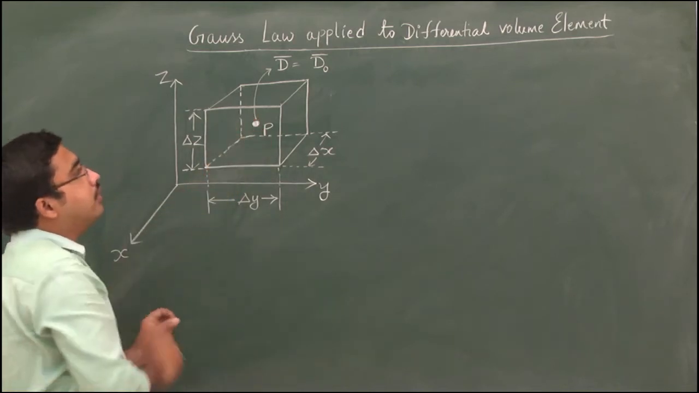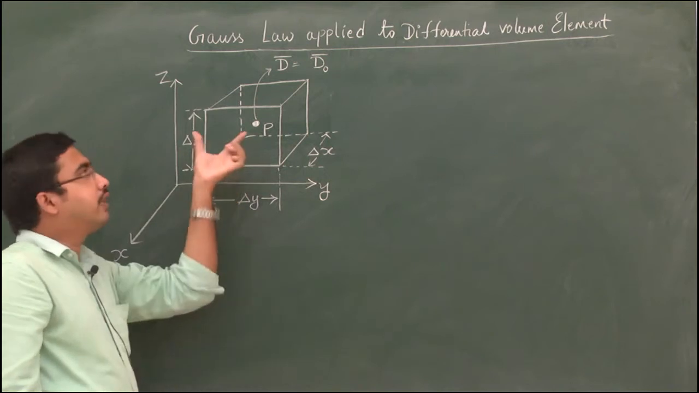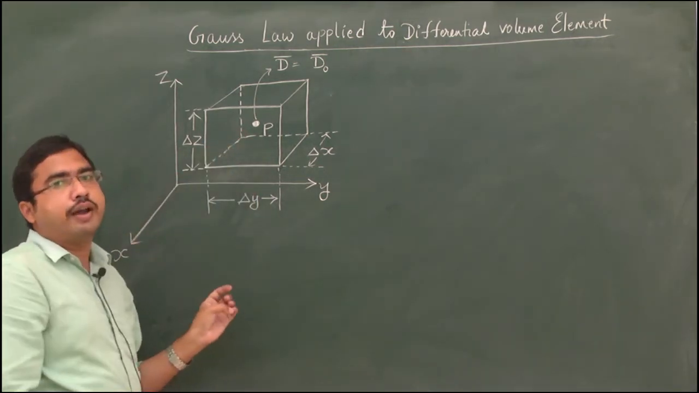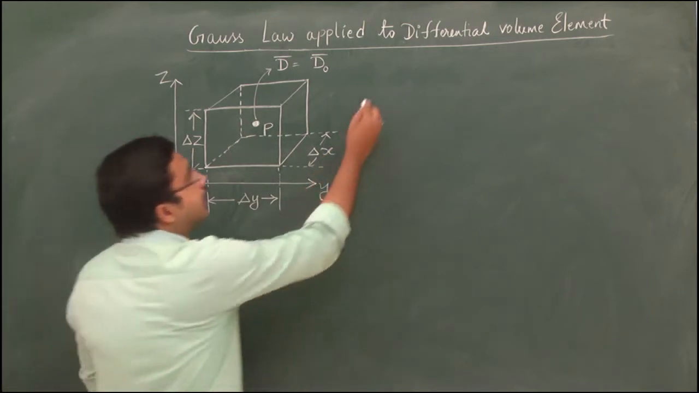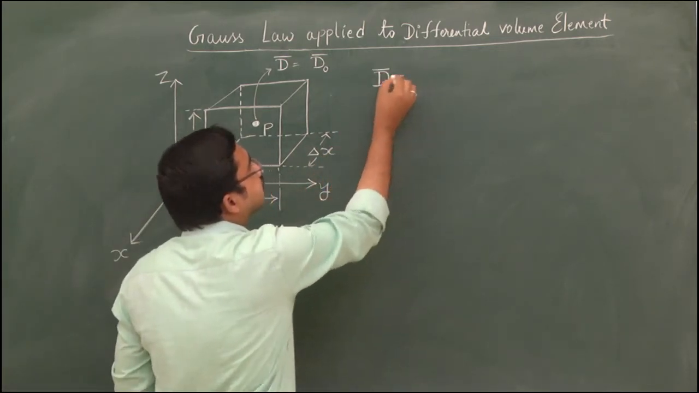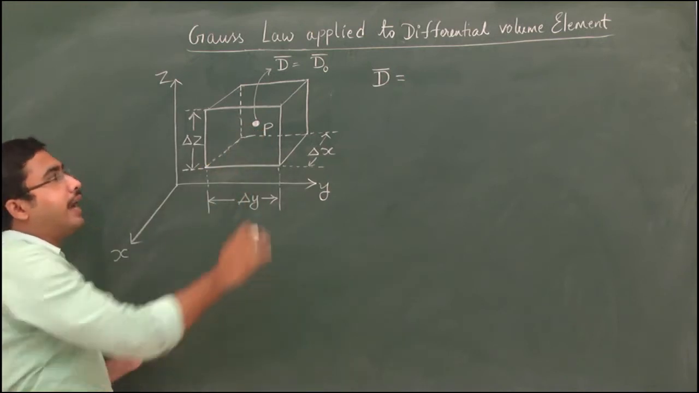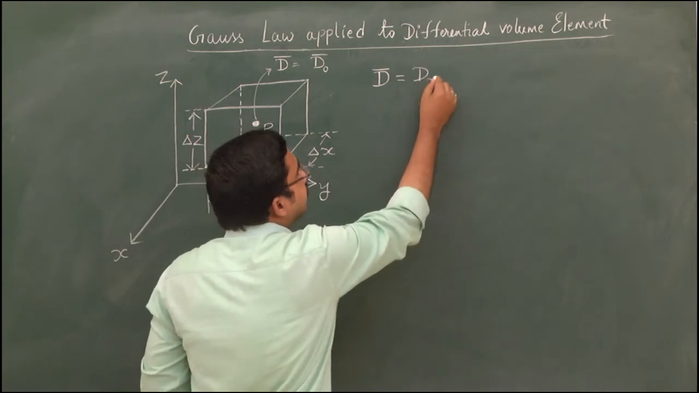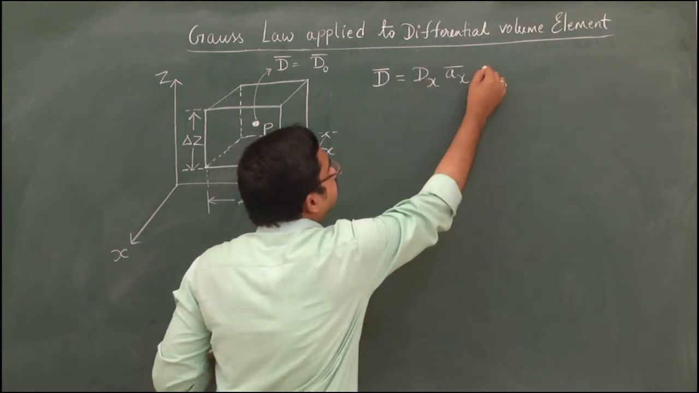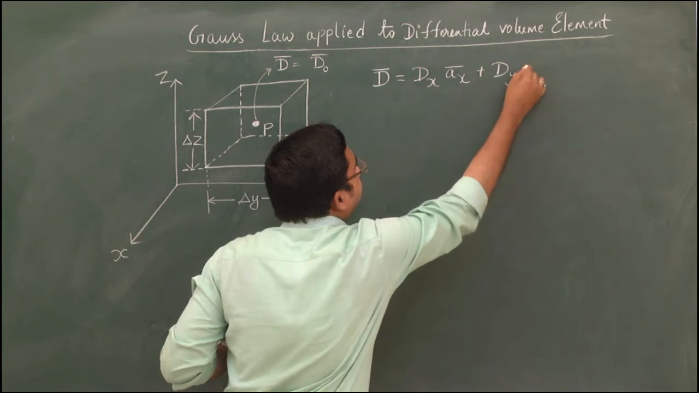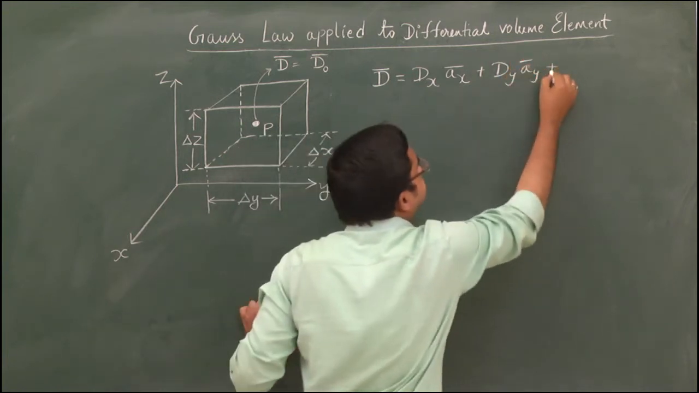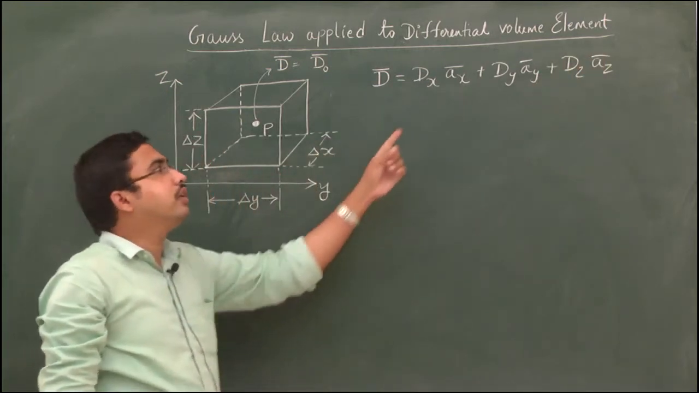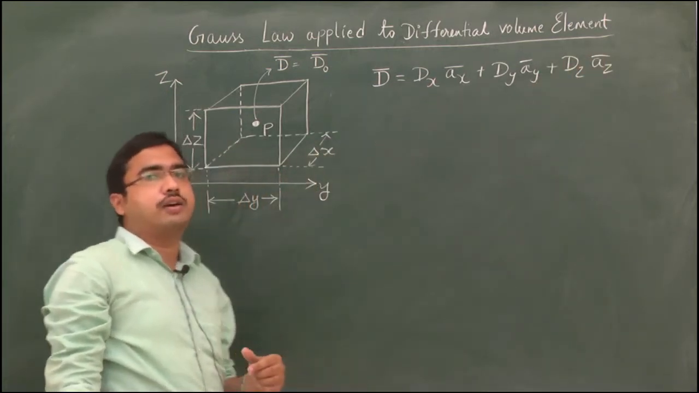Now we are applying Gauss law for this differential volume of the element. Generally, if we consider a point P and if we consider electric flux density D bar, the electric flux density D bar at this point P is generally given in Cartesian system as Dx ax bar plus Dy ay bar plus Dz az bar. That means we are splitting the function into x component, y component and z component.